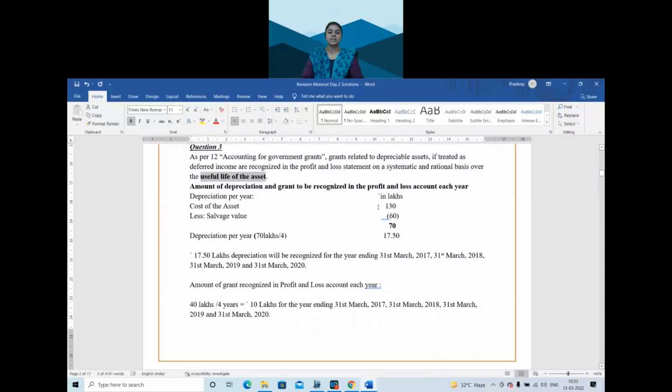Amount of depreciation to be recognized. Depreciation is 130 minus 60. So 70 divided by 4, 17.5. 17.5 lakhs depreciation will be recognized for the year ended 17, 18, 19 and 20. SLM, so no change in the depreciation. Amount of grant recognized in profit and loss account each year is going to be 40 divided by 4, which is 10 lakhs for the 4 years. Right? So whenever you write any question in a standard related, even if it is a practical question like calculation, start with what is the law. Start with as per AS, what is the rule or what is the information that you are going to capture.